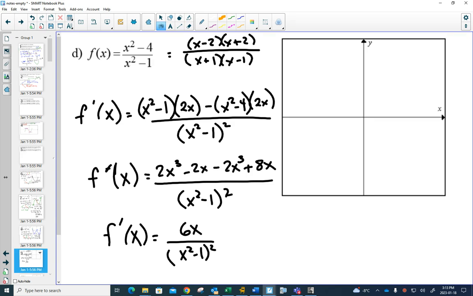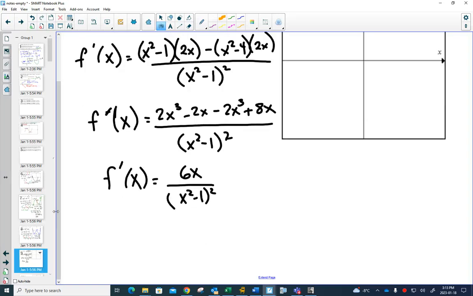So the calculus tells me if I set that equal to 0, the only place a fraction is equal to 0 is when your numerator is equal to 0. That can be seen because I can multiply both sides by the denominator right now, and I would just get 6x equals 0. So that tells me x is equal to 0.